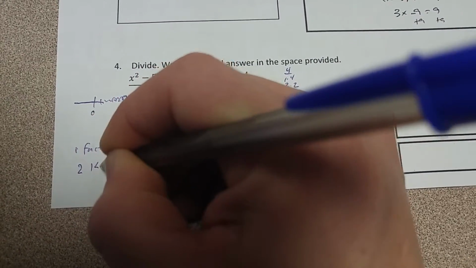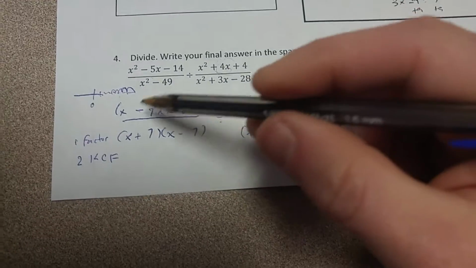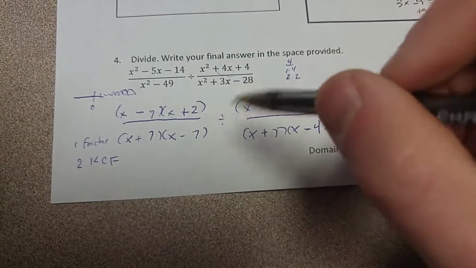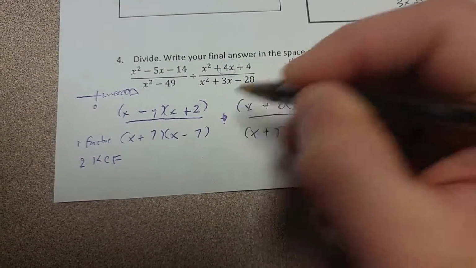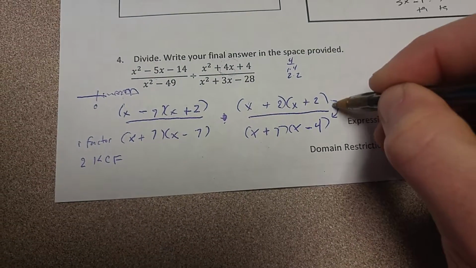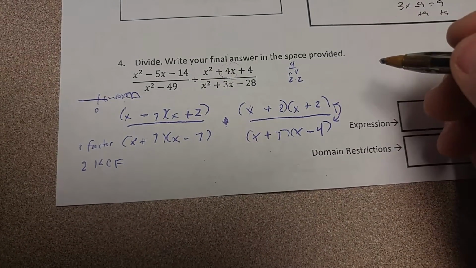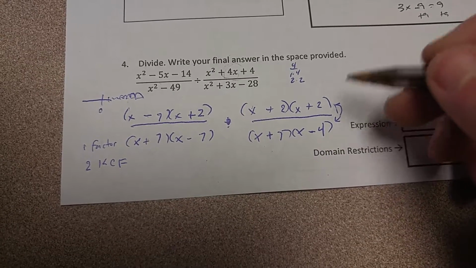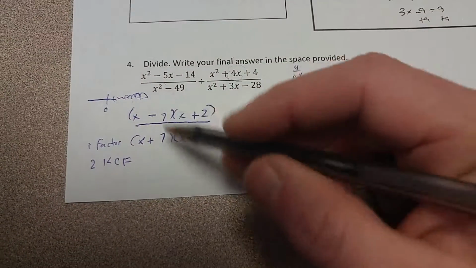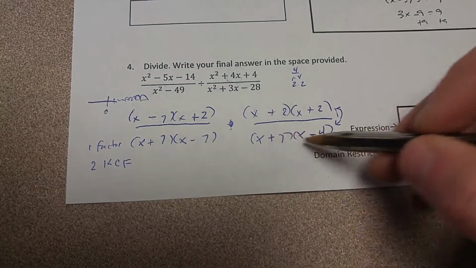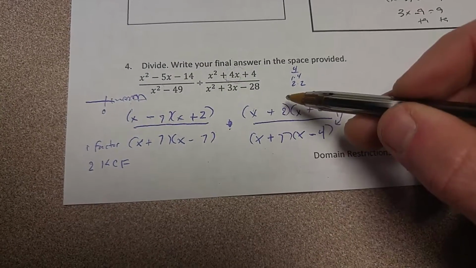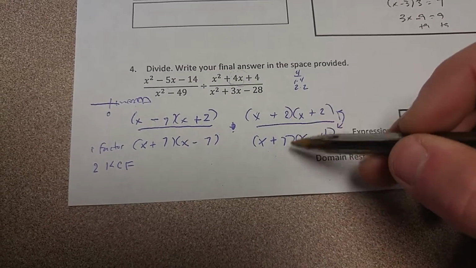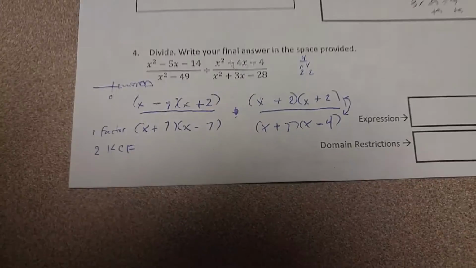Second step is keep, change, flip. So you're going to rewrite this fraction. You're going to change this to multiplying. And then you're going to flip this fraction top to bottom. Okay, and then once you do that, all you're going to have to do is cancel. So you're not changing this at all, and you're just putting these two factors that were down here, you're putting them up top. You're putting these two that were up top down on the bottom.